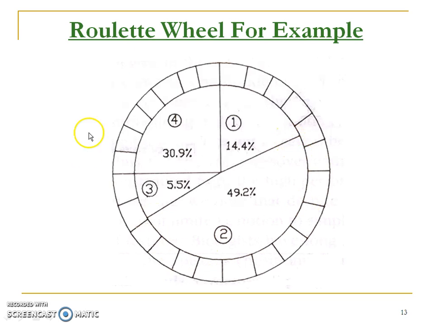So if we use this roulette wheel method, the chromosome with the highest fitness function has the highest chance of getting selected for the crossover. So the concept is that the higher the fitness, the higher the chance of selection.